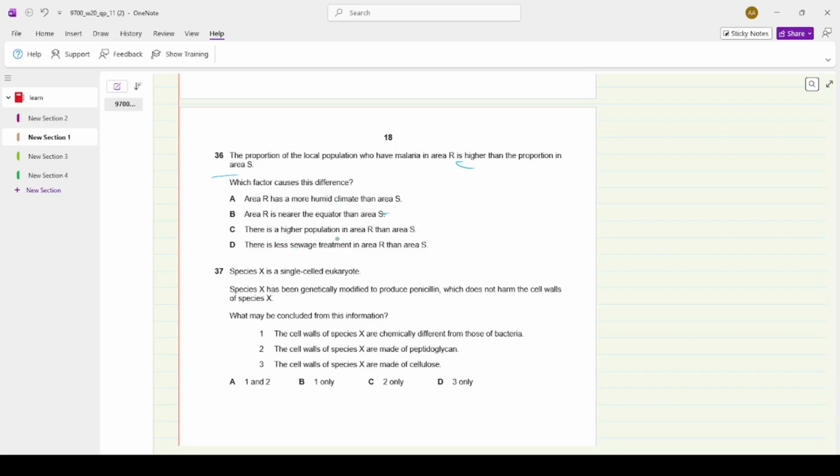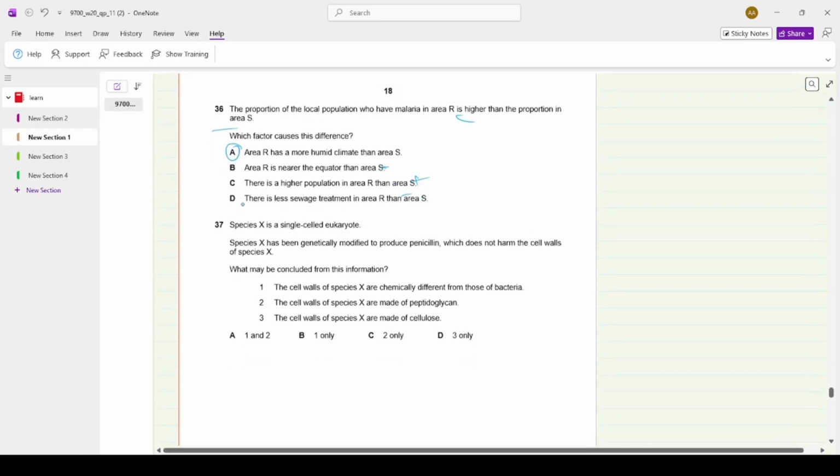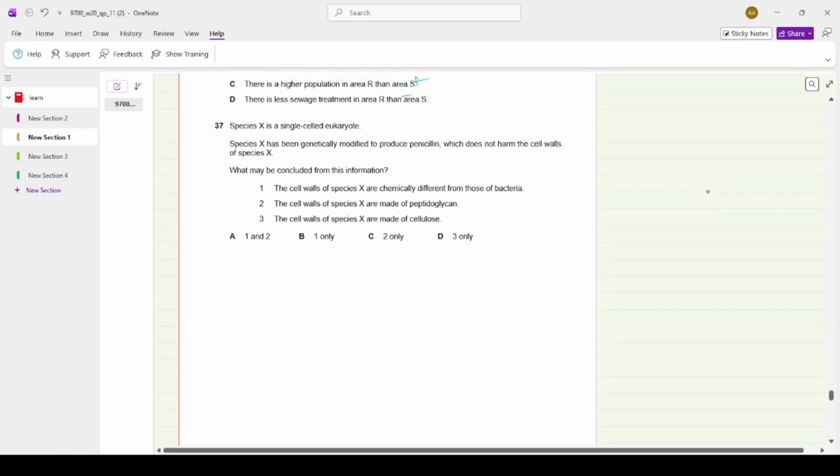There is a higher population in area R than S. Again, they are not correlating. There is less sewage treatment. I think this would be for cholera. So the most convincing answer here would be A. 37.